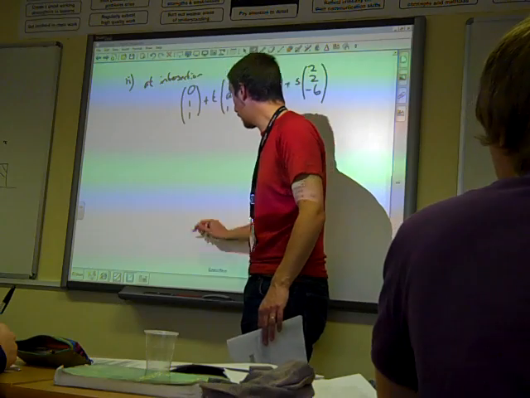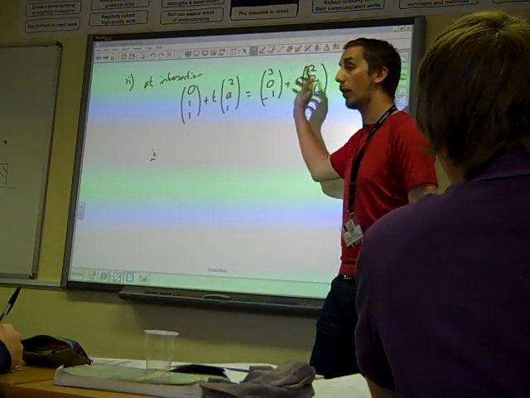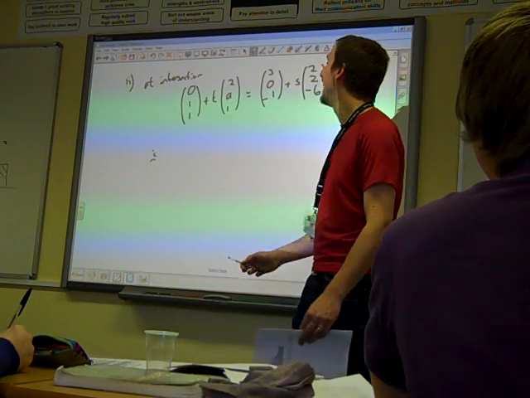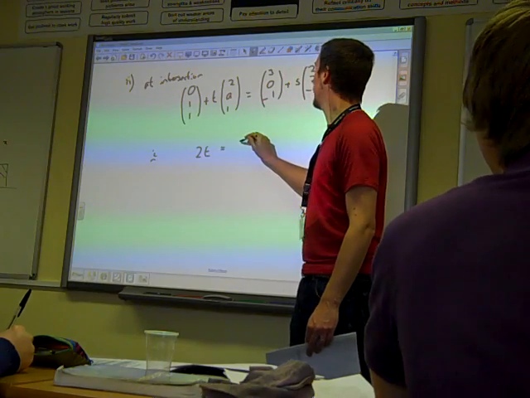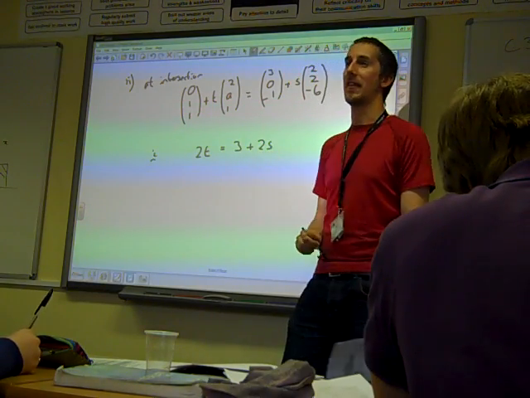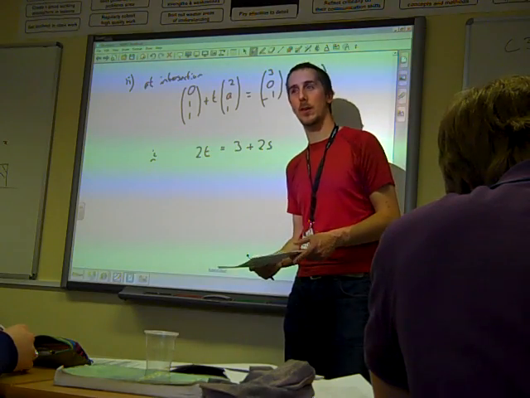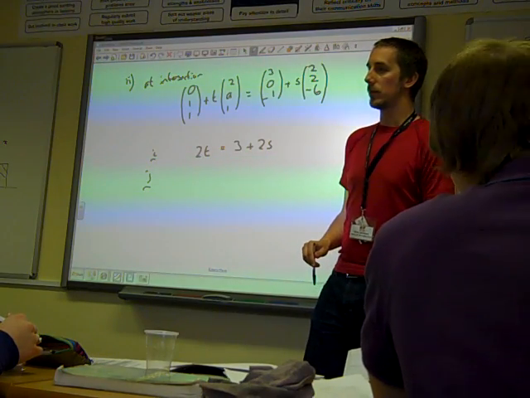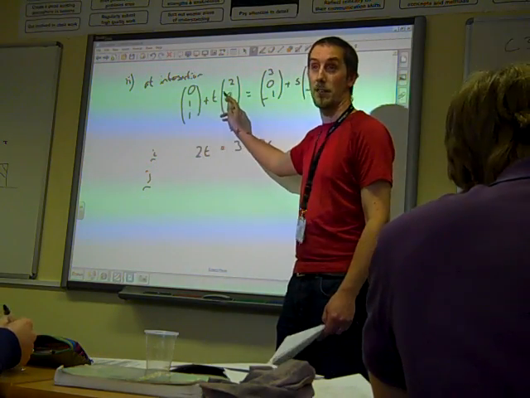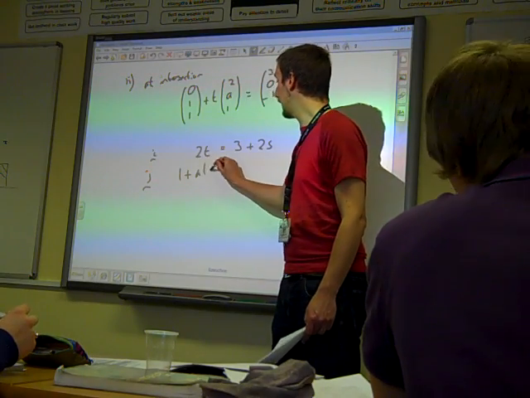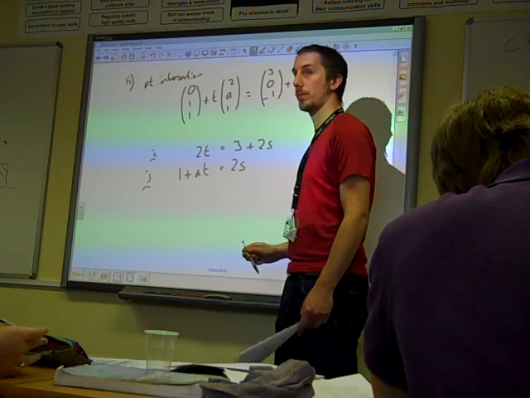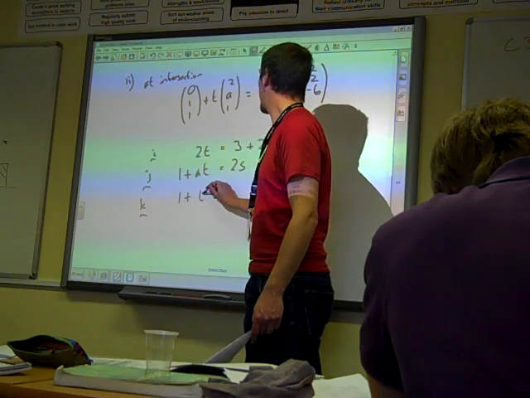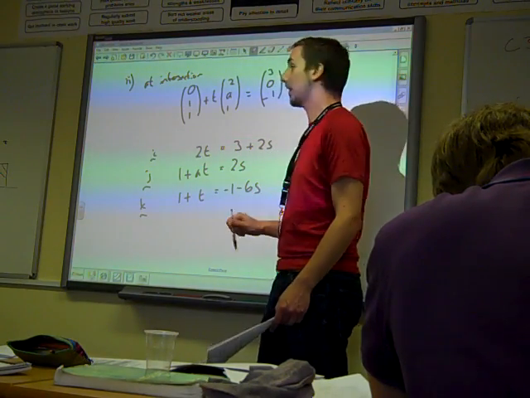So we set up equations involving those. We look at the i bit, the top line, and ask how many i's have we got. It's 2t = 3 + 2s. Then we've got the j components: 1 + at = 2s. And we've got the k components: 1 + t = -1 - 6s.